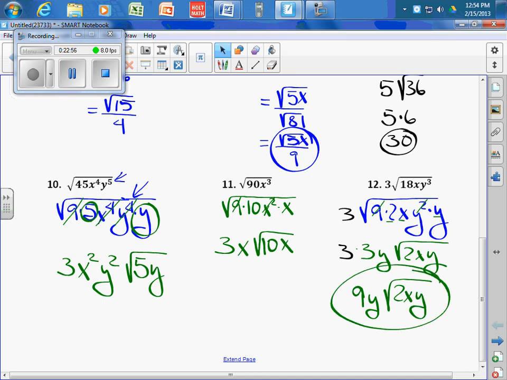Well, that does it for simplifying radical expressions as far as the first couple of steps go. We will discuss more in the future.